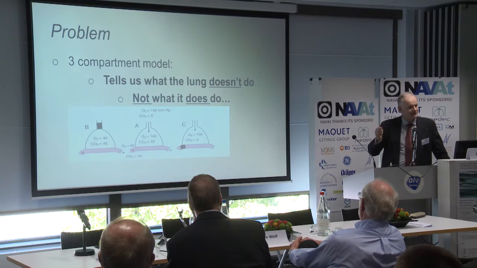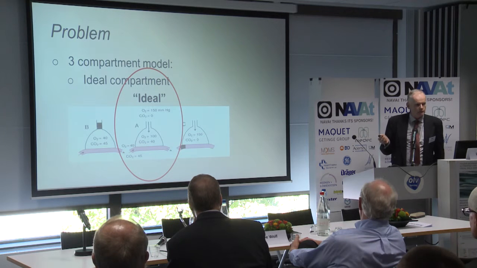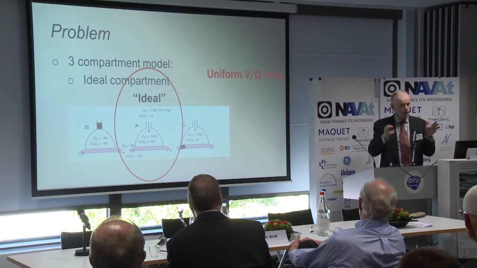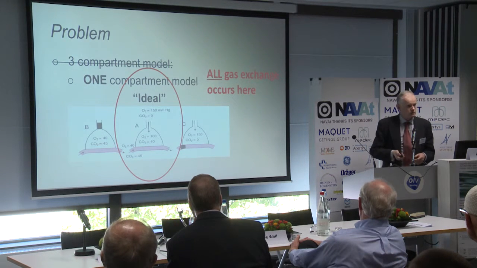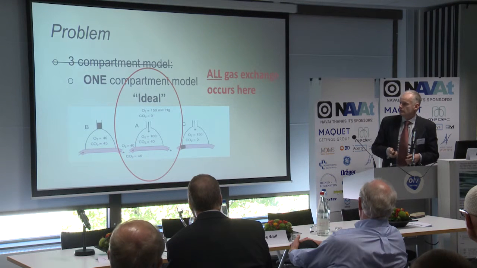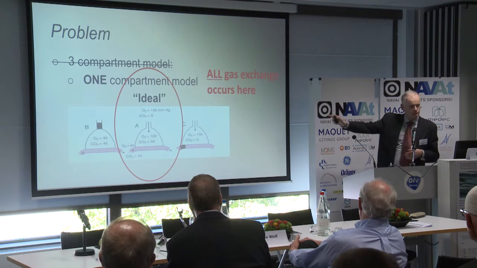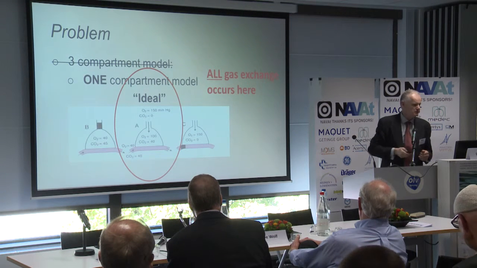The problem with the three-compartment model is that it tells us what the lung doesn't do. It doesn't tell us what the lung does do. And in fact, the problem is with this ideal compartment, because what it's saying is that there's a box which has uniform VQ ratio. It's a single box. All the gases go into it. All gas exchange occurs in this box. It's really a one-compartment model. It's not really a three-compartment model at all. All these compartments on either side do is tell you how big that box in the middle is.